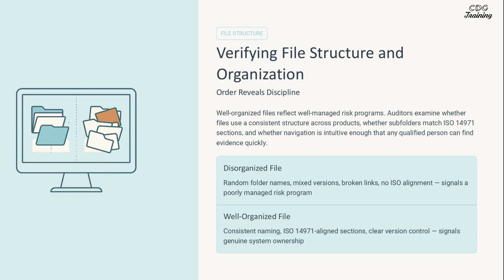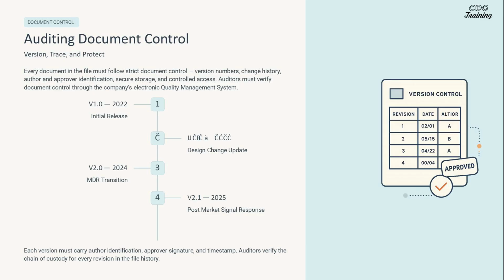Auditors check for consistent structure across products, ensuring that any qualified person can find evidence quickly. Every document in the file must follow strict document control, including version numbers and change history. Auditors verify this through the company's electronic quality management system.